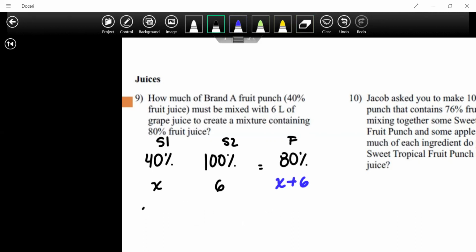This is going to be 0.4x plus 1.00 times 6 is going to be equal to 0.80 times x plus 6. Can you guys get it from there? Or do you want me to simplify one more step?